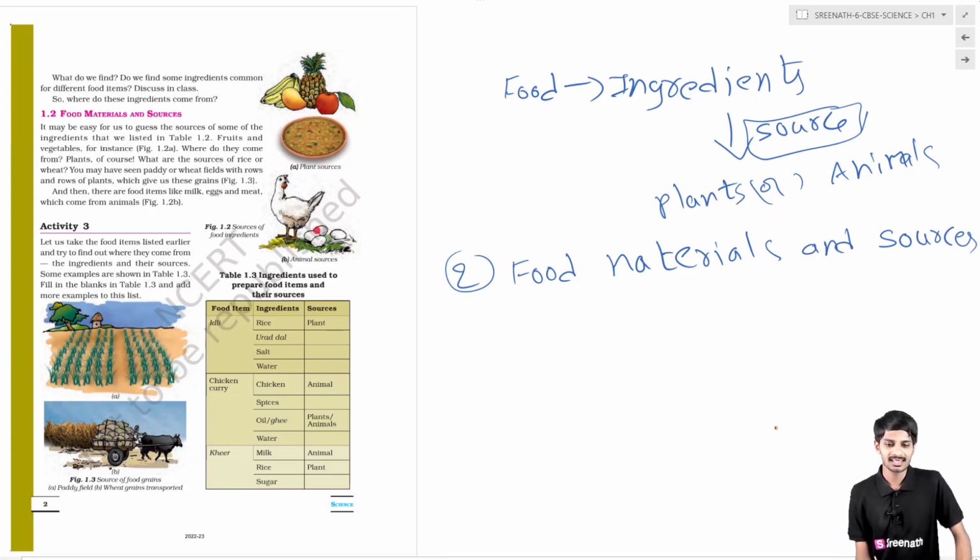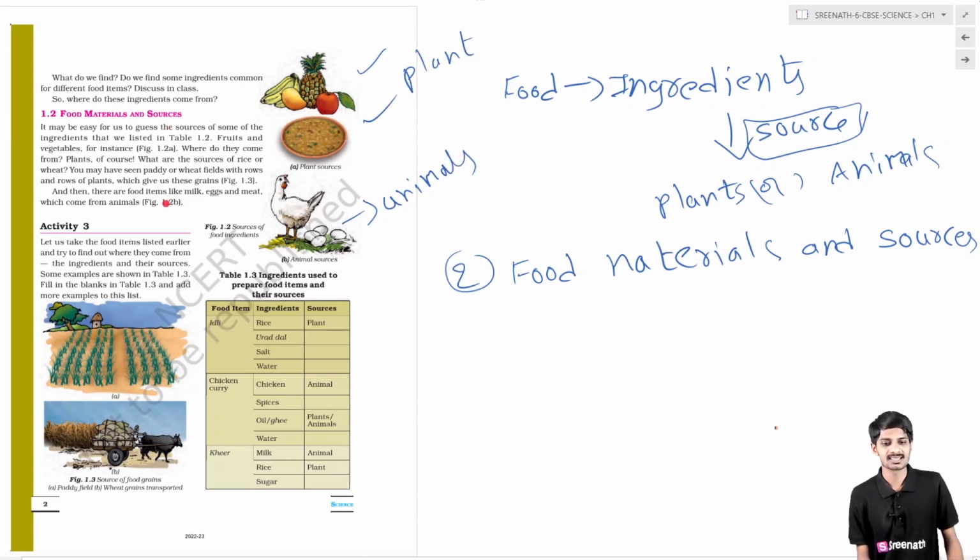These are eggs. Do you like eggs? Eating an egg daily is a good habit. If you don't have this habit, try it. These eggs are coming from hens. These are animals. So these two are plant source ingredients. These two come from plants. Eggs come from animals.